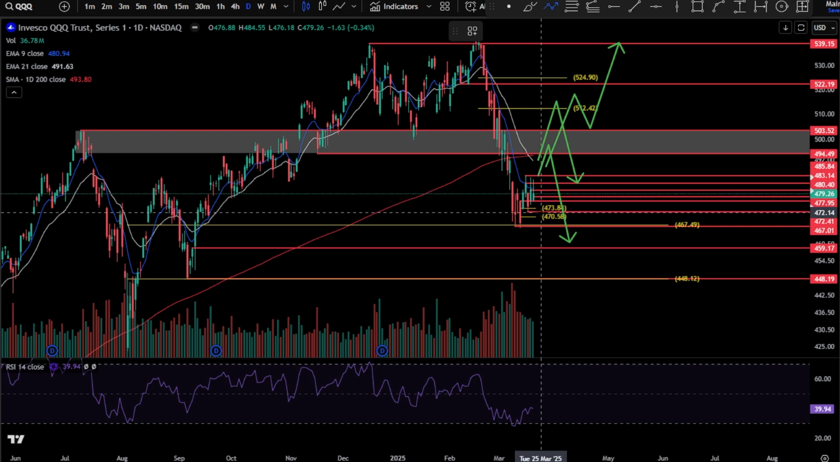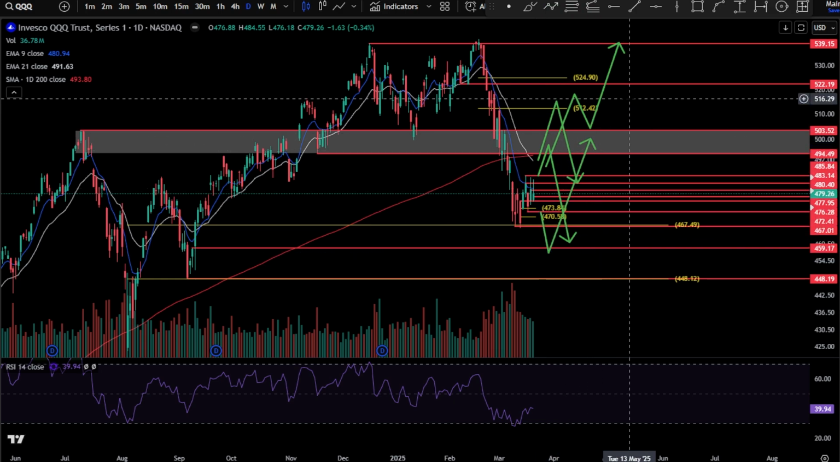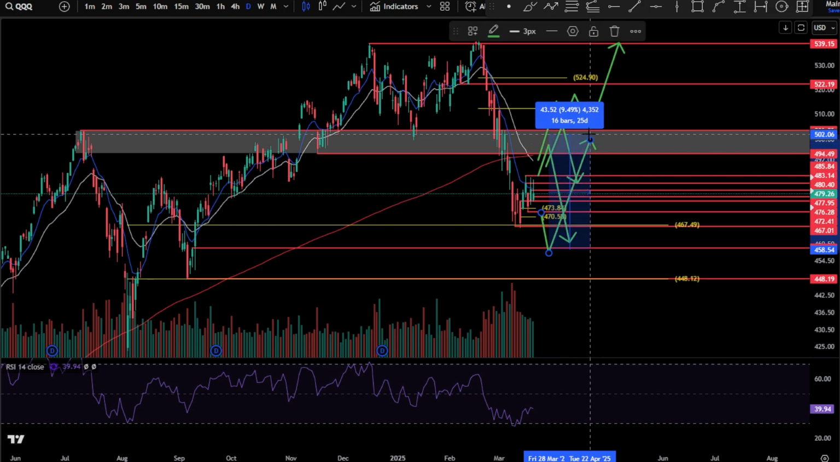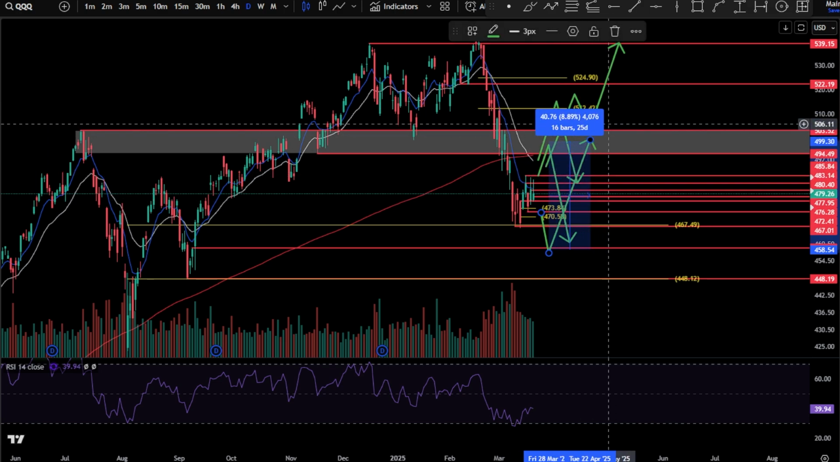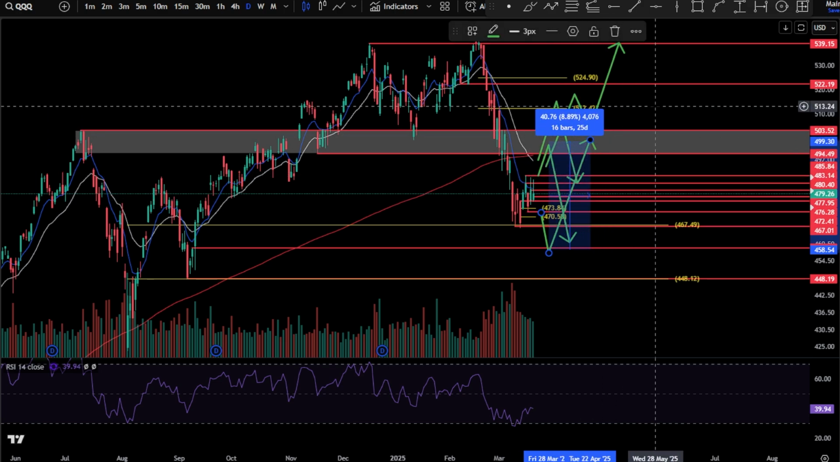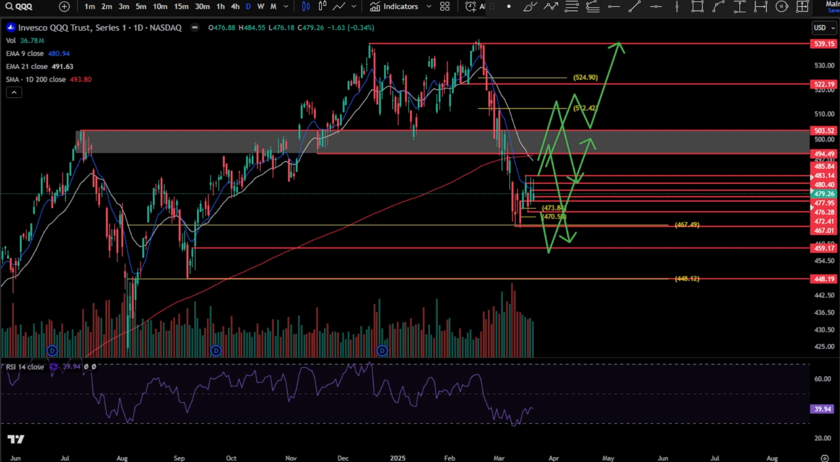You're going to take out 472.41 right here. You're going to come down here, maybe slightly undercut that support, and then you get a bounce into this area right there. Okay. And that right there, that is your 9% move that you could be taking advantage of, 8 to 9%. So that is on QQQ.